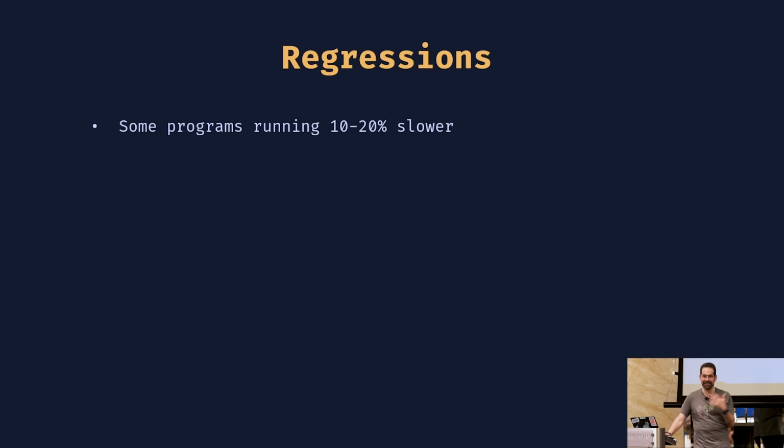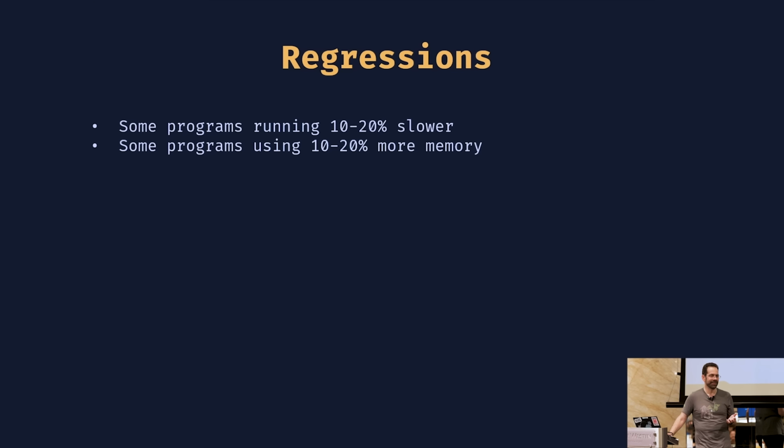There were some programs that were running 10 to 20% slower. You may have noticed 10% is larger than 3%. That's not great. And some programs were using 10 to 20% more memory. And as we dug in more, there were worse regressions than that. But we found these pretty early and we were not happy.